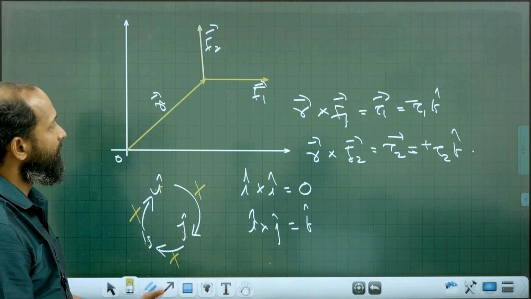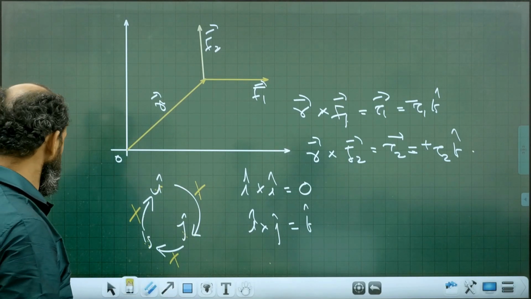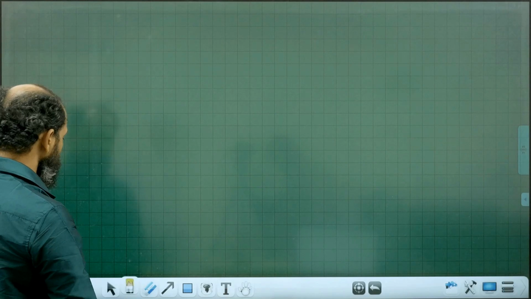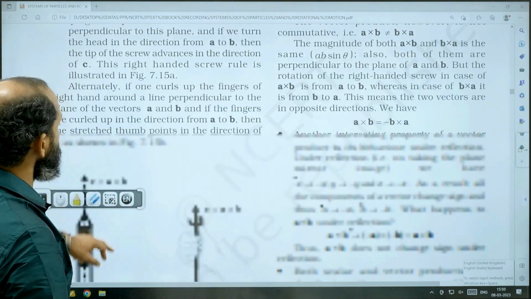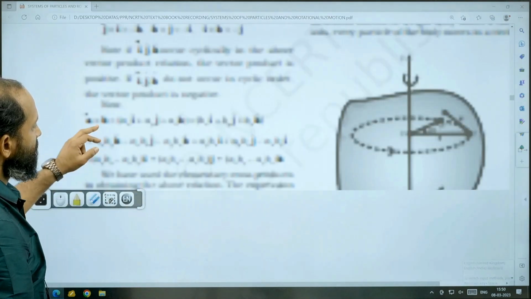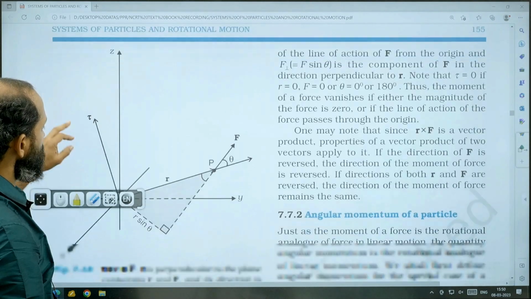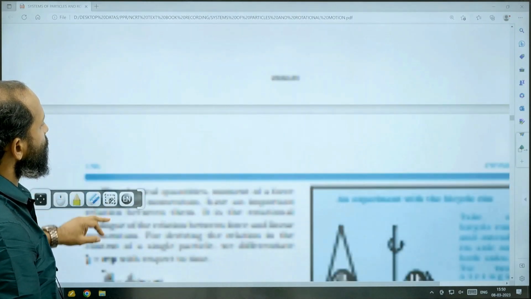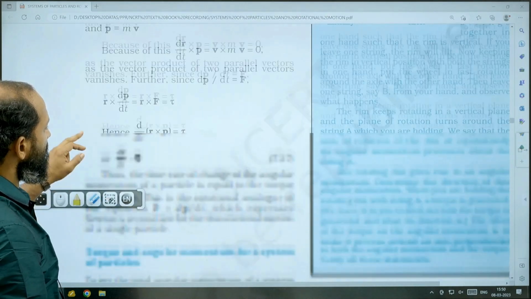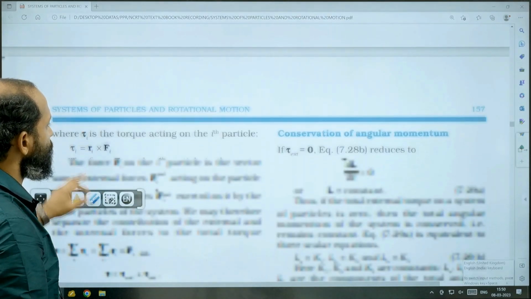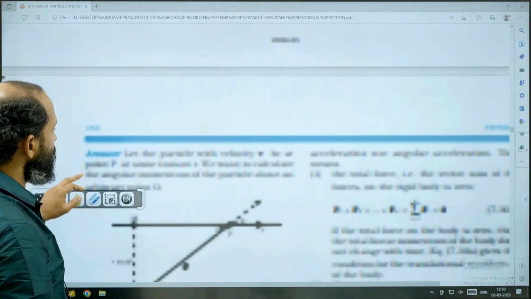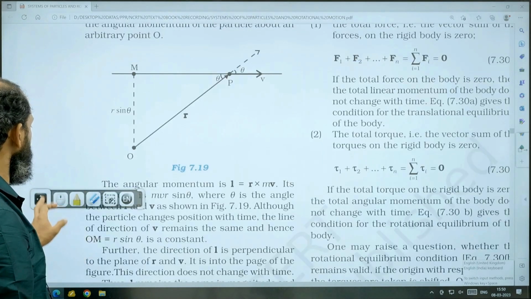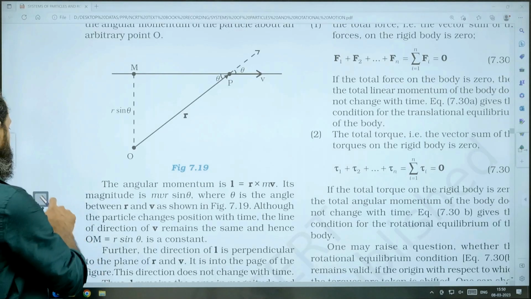We have many applications of cross product in this chapter. Another application is angular momentum. Let us see an example in our textbook. An object of mass m is moving with velocity v parallel to the positive direction of the x-axis.